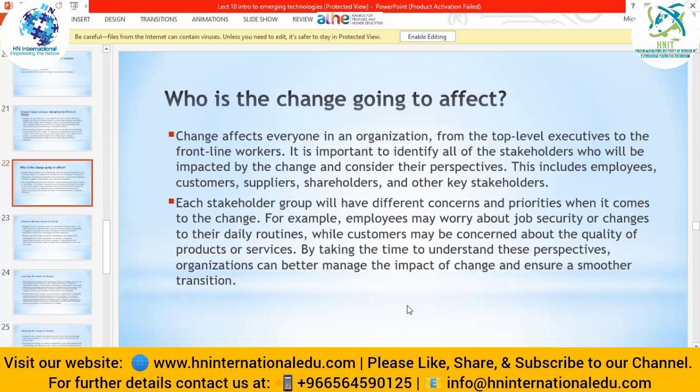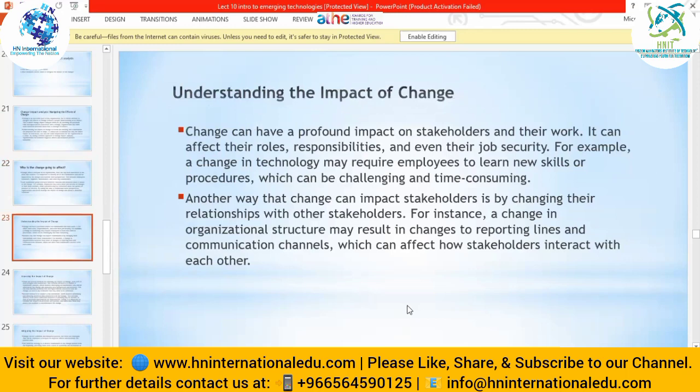Each stakeholder group will have different concerns and priorities when it comes to change. For example, employees may worry about job security or changes to their daily routine, while customers may be concerned about the quality of products or services. By taking the time to understand these perspectives, organizations can better manage the impact of change and ensure a smoother transition. Got it?